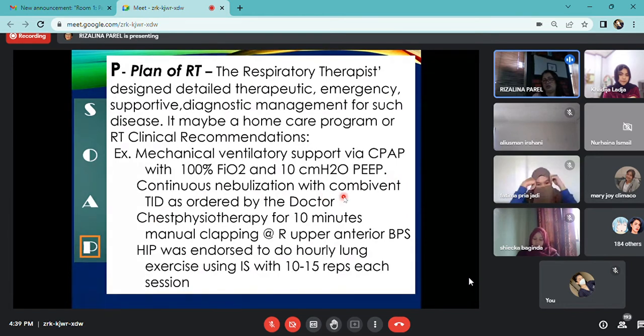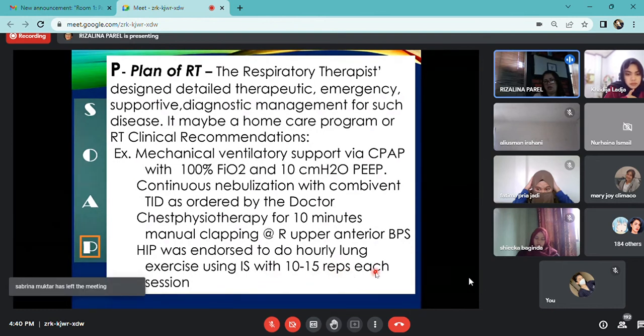Continuous nebulization with Combivent 3 times a day as ordered by the doctor. Okay? Chest physiotherapy for 10 minutes and do the manual clapping or chest percussion at the right upper anterior bronchopulmonary segment. Okay? Then we may give HIP, home instruction program, was endorsed to do hourly lung exercise using incentive spirometry with 10 to 15 repetitions each session.